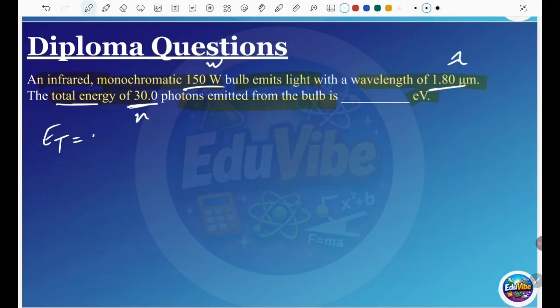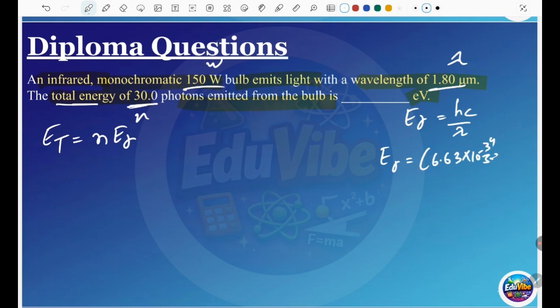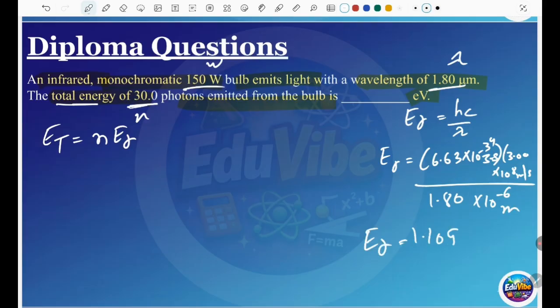For total energy, you have a formula: n times the energy of the photon. You have to find the energy of the photon from the wavelength. You have that formula, this is Planck's equation. Make sure you put the things in joules. So 6.63 times 10 raised to minus 34 joule seconds, and 3.00 times 10 raised to power 8 meters per second. At the end, we convert this into eV. So 180 times 10 raised to power minus 6 meters. When you solve this, you get 1.105 times 10 raised to power minus 9 joules.